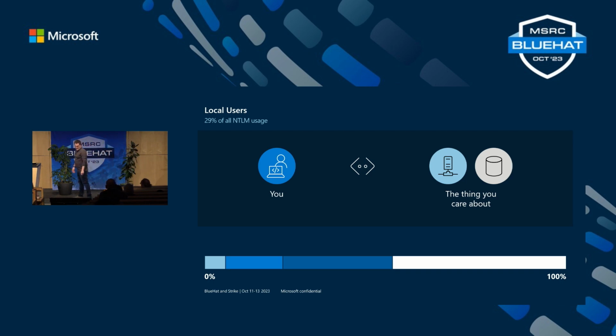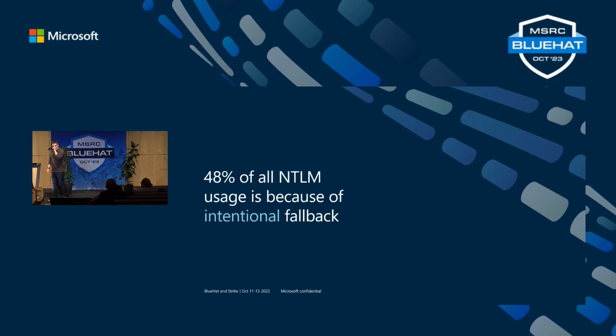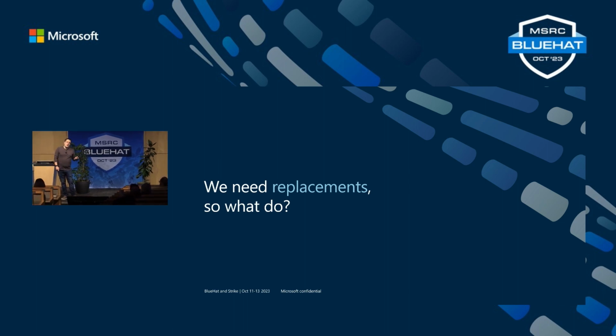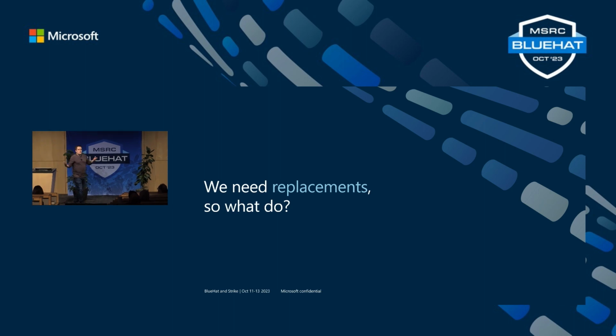I think that's 48%. And this is intentional. This is things that we could not do better. 48% of all NTLM traffic is something that we tried to do something better, fell back to NTLM because we couldn't for some reason. And we know we couldn't for some reason. We need to do something about that so that we can solve these problems so that when we do fall back to NTLM, it's actually for no reason at all.